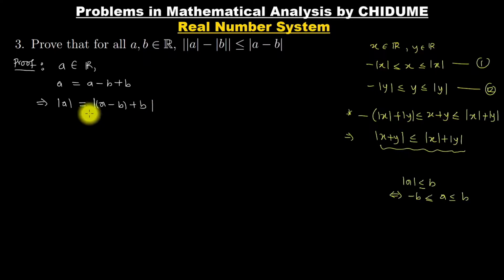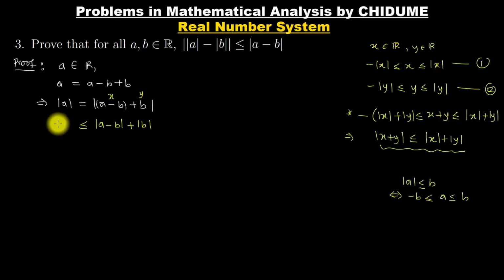Now if I employ the triangular inequality here, if my A minus B represents my x and B represents my y, that means I can write this as, this is actually less or equal. If I apply the triangular inequality, I can write this as the absolute value of A minus B plus the absolute value of B.